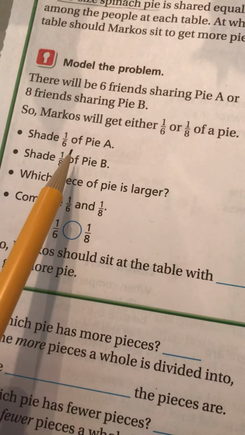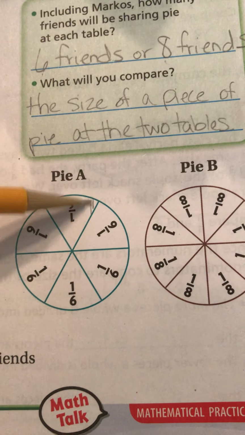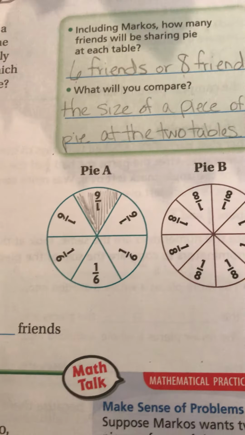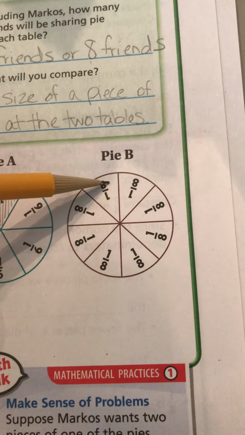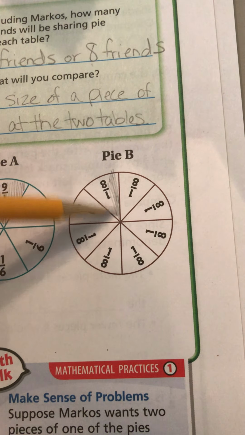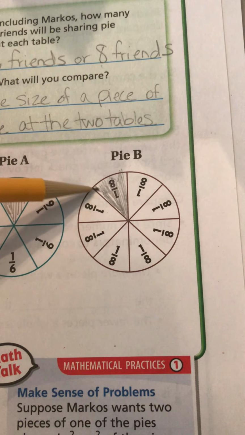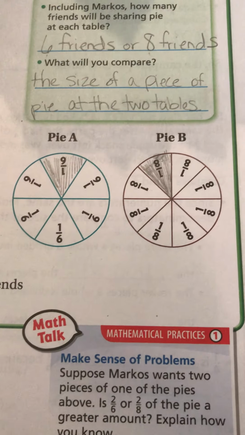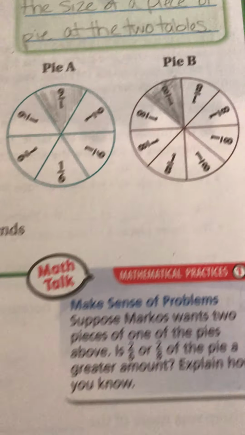So first we need to shade 1/6 of pie A. And then we need to shade 1/8 of pie B. It doesn't matter which piece you choose as long as you just shade 1. Remember, 1/6, 1/8, those are all unit fractions. Try to remember what we've done in the past.